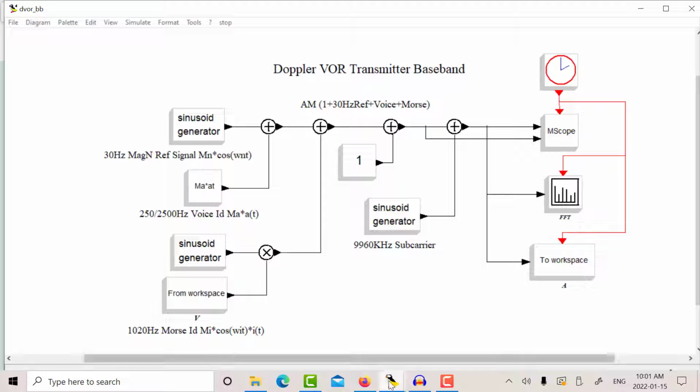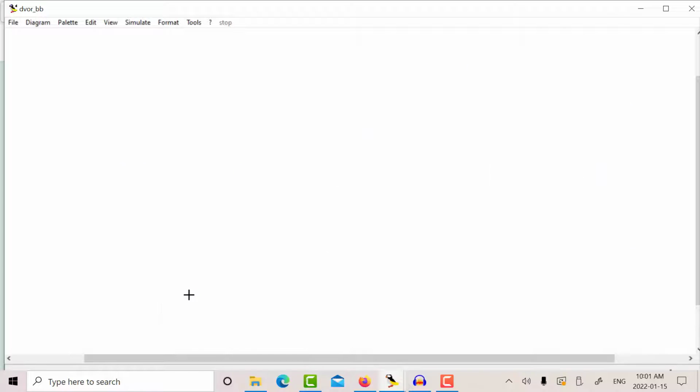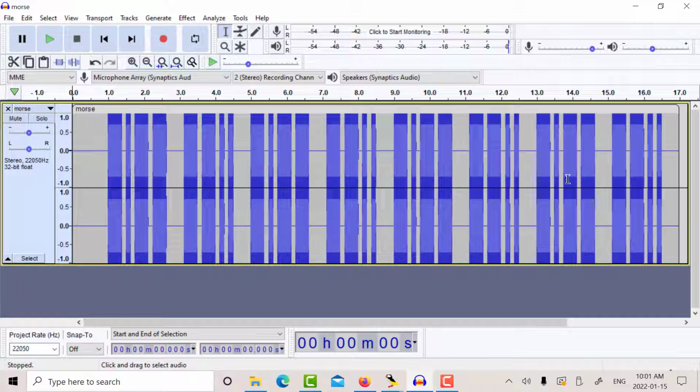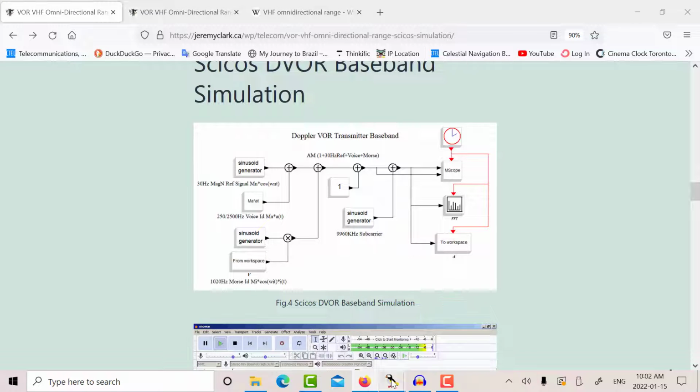Now, what I've done as well is I've created in Scilab a structure here to simulate the Morse signal. So you execute that, and what that does is it creates the workspace variable V here, and that's used to modulate the sine wave. We can listen to that. I've got a recording in Audacity here of what the structure sounds like, so let's listen to that. And it's the YYZ Morse signal. Here we go. Okay, so that's the structure there.